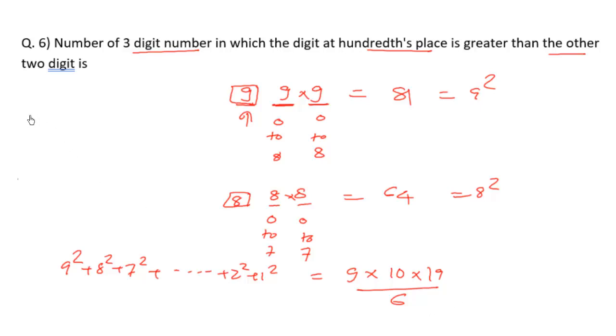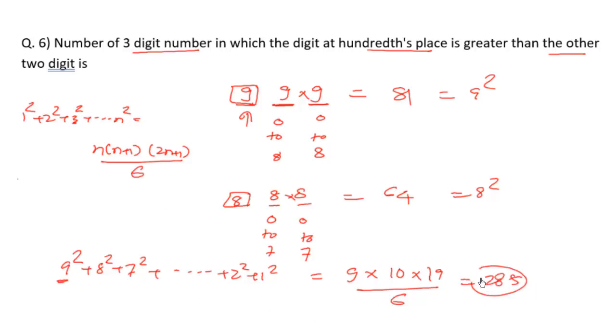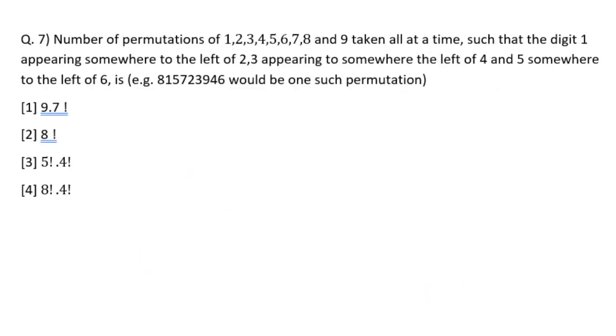I'm applying the formula that 1 square plus 2 square plus 3 square, so and so forth till n square is nothing but n into n plus 1 into 2n plus 1 divided by 6. Here the value of n is 9. So on calculation we'll be getting it as 285, and that becomes the right answer.